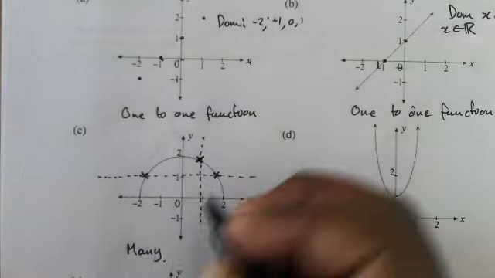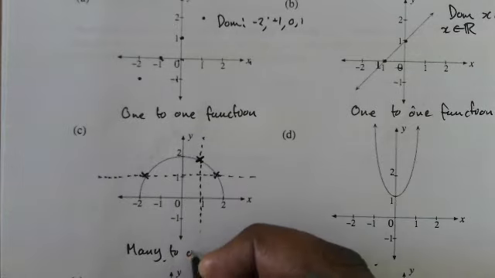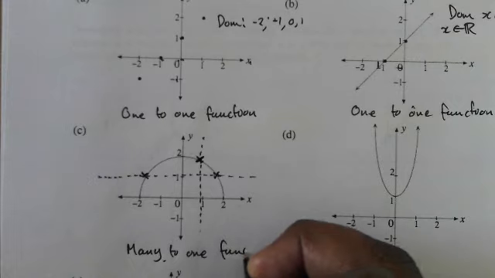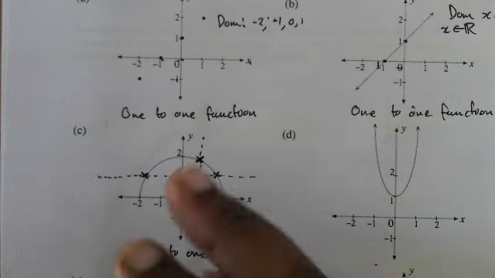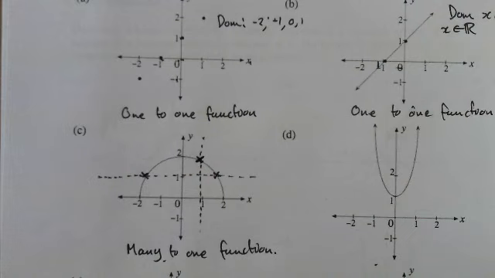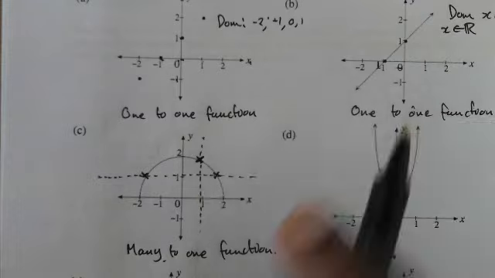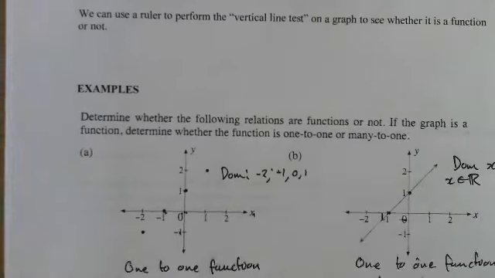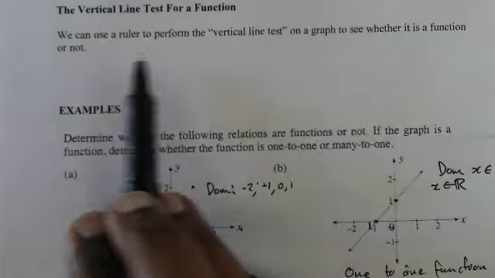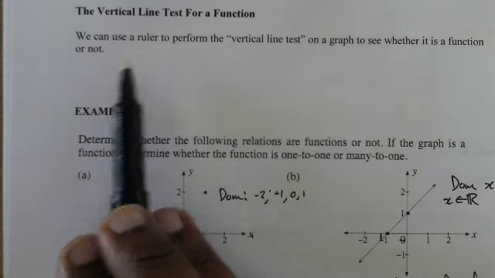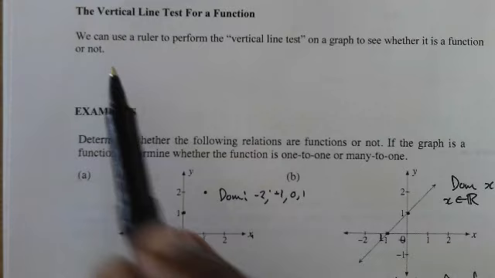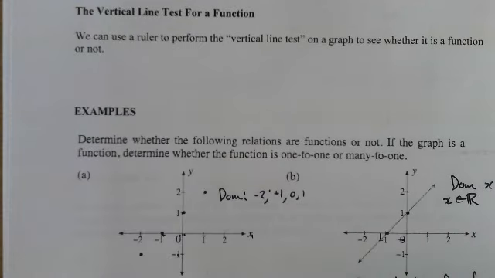It is a function because the vertical line cuts only once. That is how we know whether this is a function or not. We want to check, is it a function, yes or no? If you go back to the notes on the vertical line test, we can use a ruler to perform it. The vertical line test says the ruler must cut the curve only one time. Then it's a function. If it cuts the curve more than one time and it's a vertical line, it's not a function anymore.